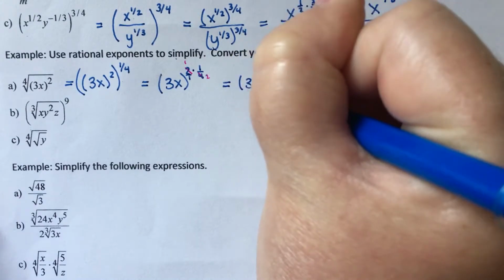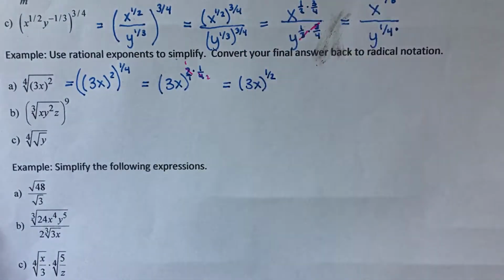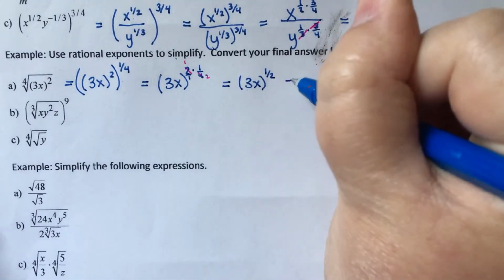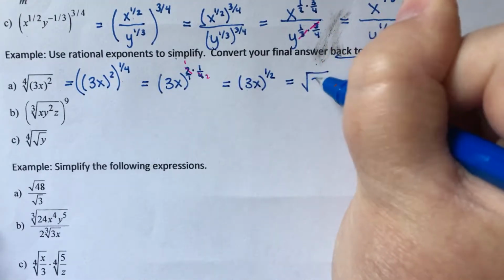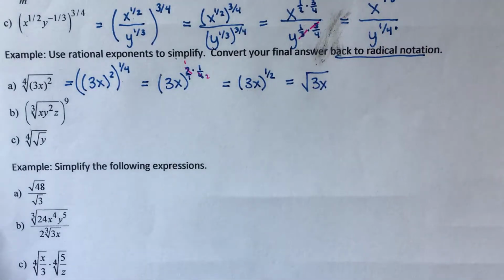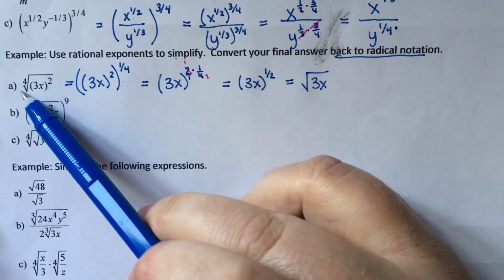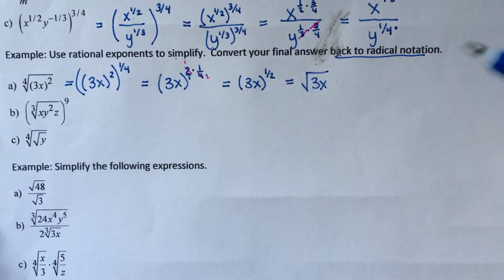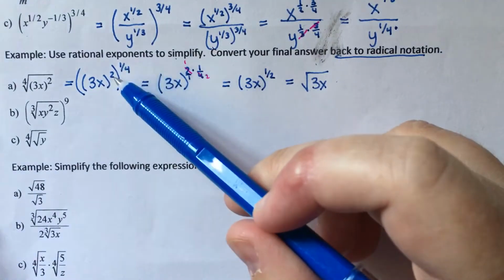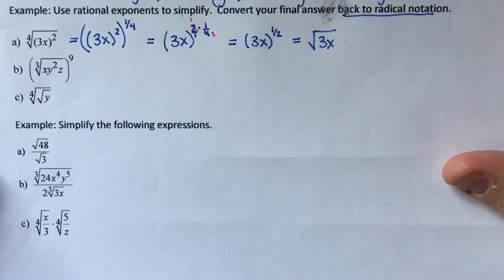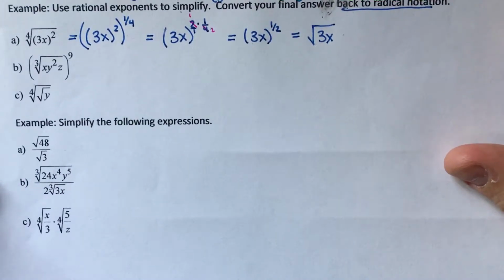So what I end up getting is 3x to the 1/2. And the directions say back to radical notation, and the 1/2 power is the square root. This is actually a property. Anytime I square a fourth root, it ends up being a square root, because of the way the squaring and the 1/4 interact. All right, let's try the next one.